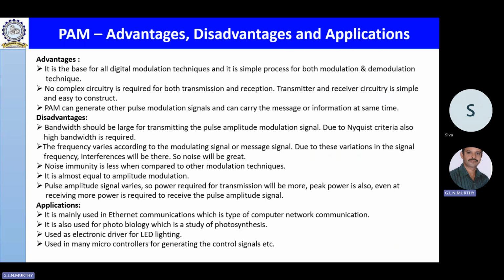Second one, pulse amplitude modulation requires synchronization pulses to be transmitted along with the required pulses. Bandwidth is also a little large. Whatever transmitter is to be designed must handle varying powers. That is about the need for pulse modulation, types of pulse modulation, and generation and demodulation of pulse amplitude modulation techniques.